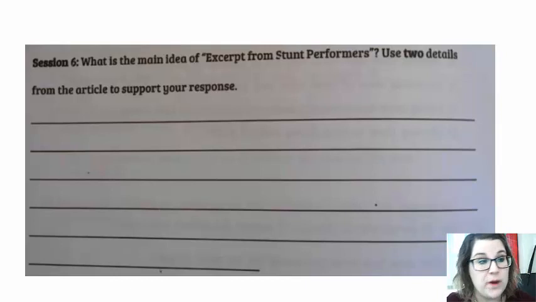It's not always just a one and done. We had talked last week about revising our 2-point responses. I'd actually like to see us do that moving forward. So this is a question about our text stunt performers. We've already read that in reading workshop. So we're going to create a 2-point response to answer the following question. What is the main idea of excerpt from stunt performers? Use 2 details from the article to support your response.